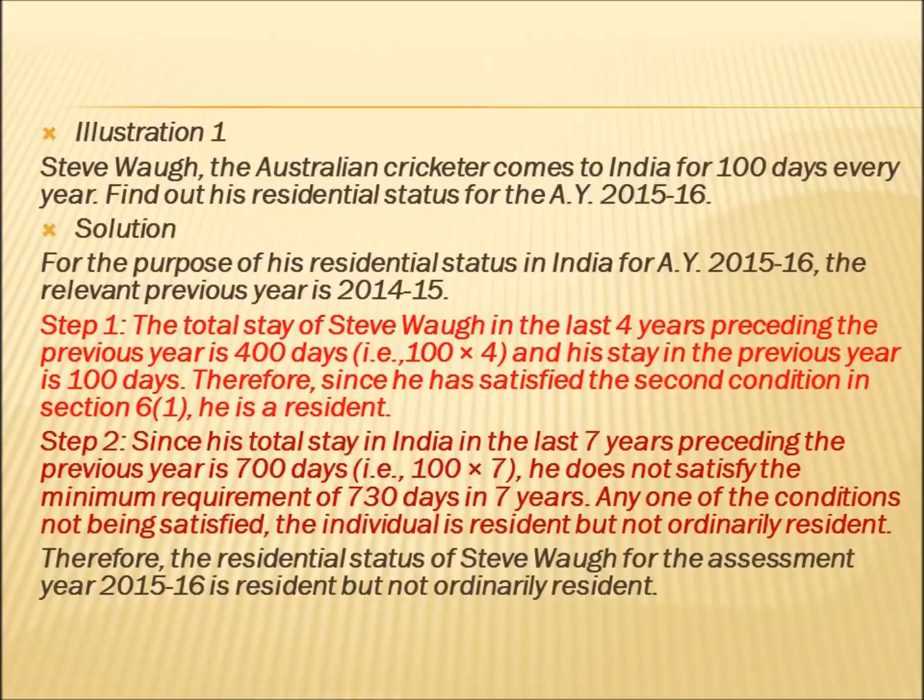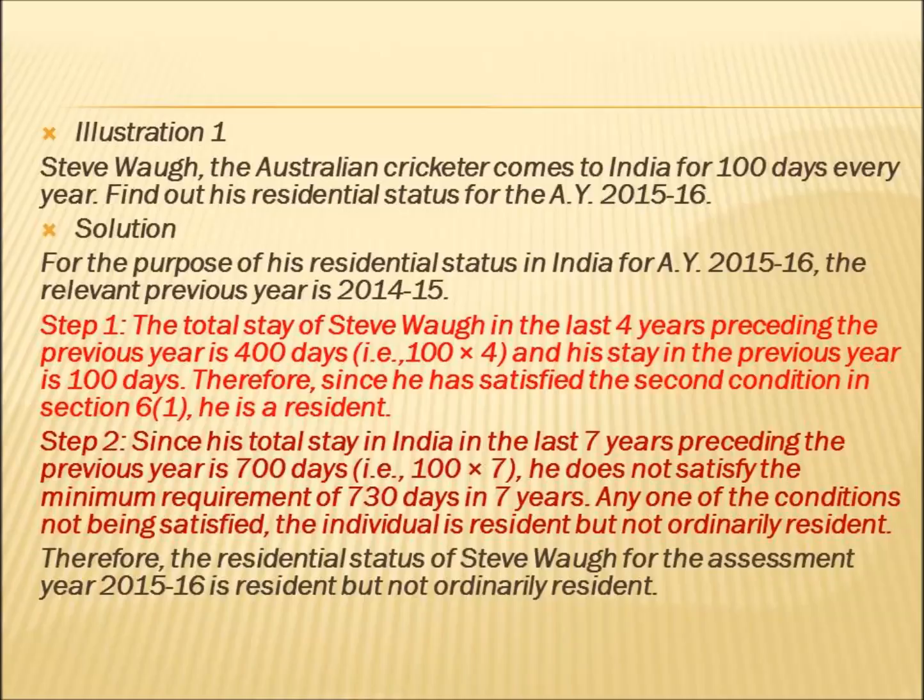First of all, we determine whether the assessee is a resident or a non-resident. If he is a non-resident, then the question ends there only. But if he falls under the category of a resident, then further we have to determine whether he is ordinarily resident or not ordinarily resident.